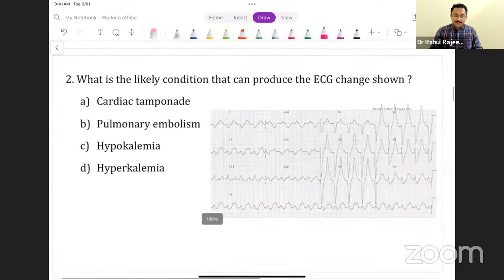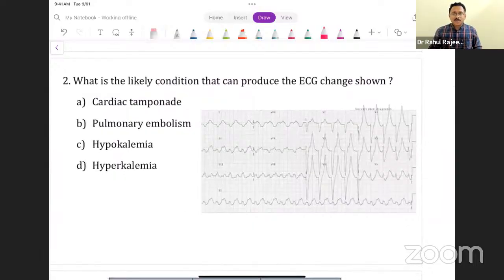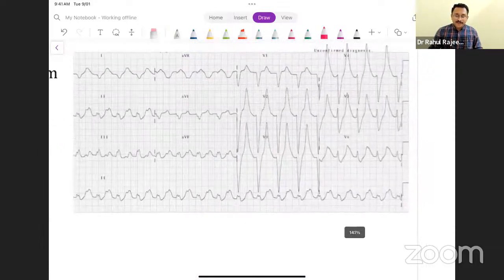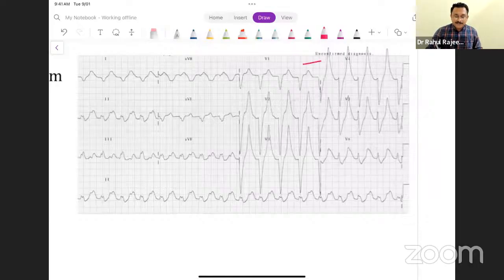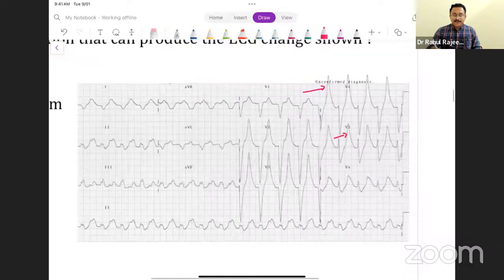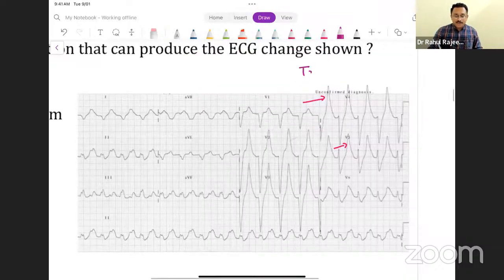Okay, right. Coming to question number two, what is the likely condition that can produce the ECG change shown here? Can all of you tell me what is the ECG change that you're seeing here? Shubham, Indragni Ghosh, Meet, can you tell me what is the finding? One striking finding is the abnormality of the T waves. The ECG is definitely showing tall peaked T waves.